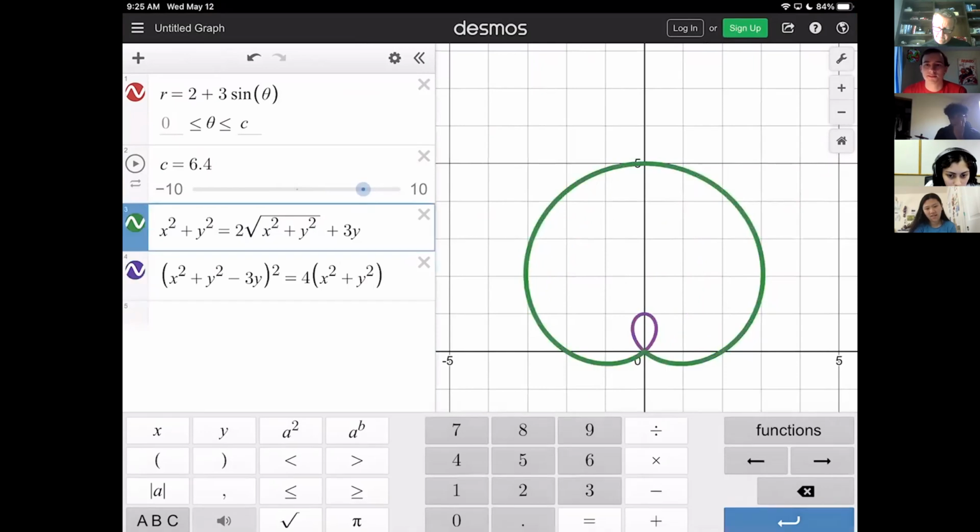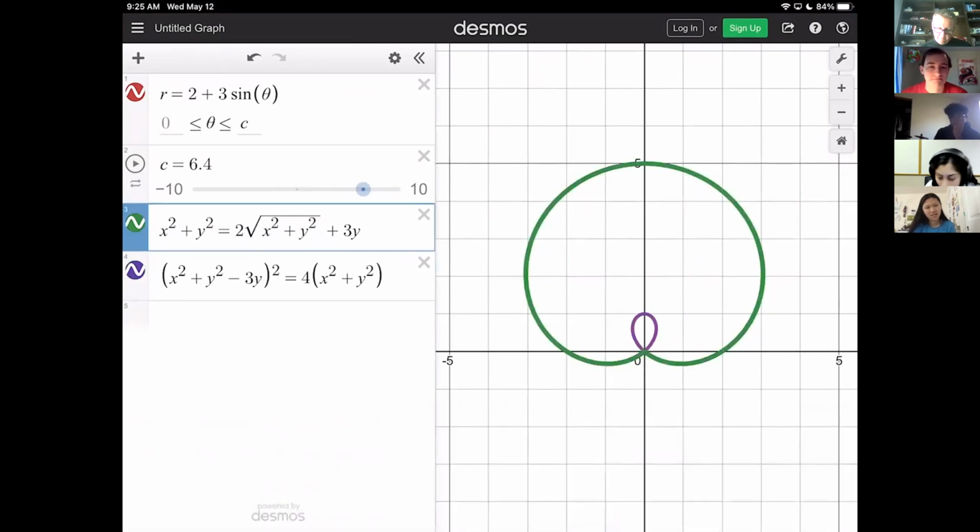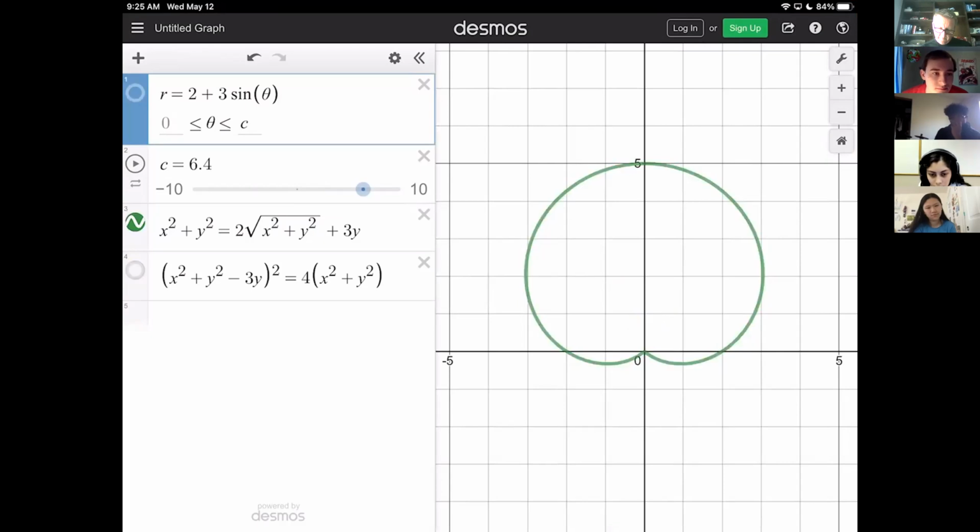Hey, look at that. So squaring both sides really did give us the rest of it. So squaring both sides, think about why that is. Why would that introduce more possibilities?